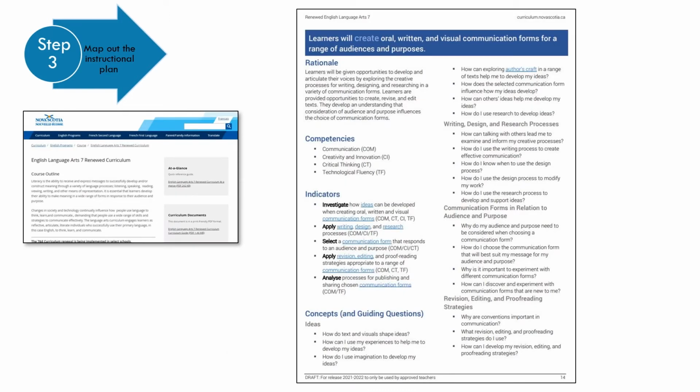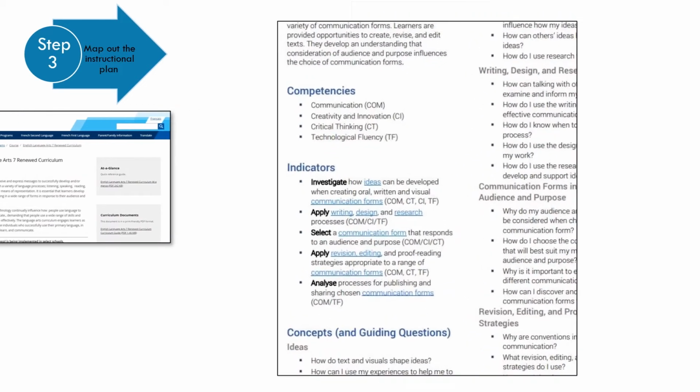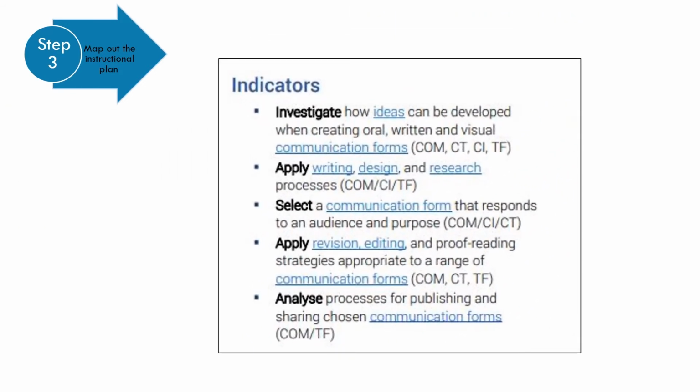In mapping an instructional plan, we need to consider how to scaffold the concepts and skills that learners will need to develop and explore in relation to the outcome. For example, learners will require explicit instruction and time to practice as they investigate how to develop their ideas before they can apply the writing process. To support you in your planning, the indicators provide a suggested order to scaffold learning in relation to the outcome.